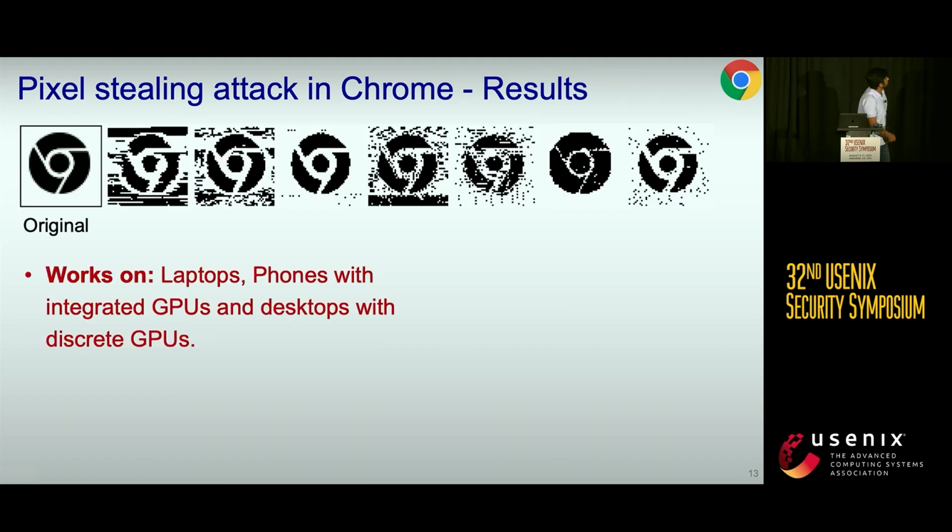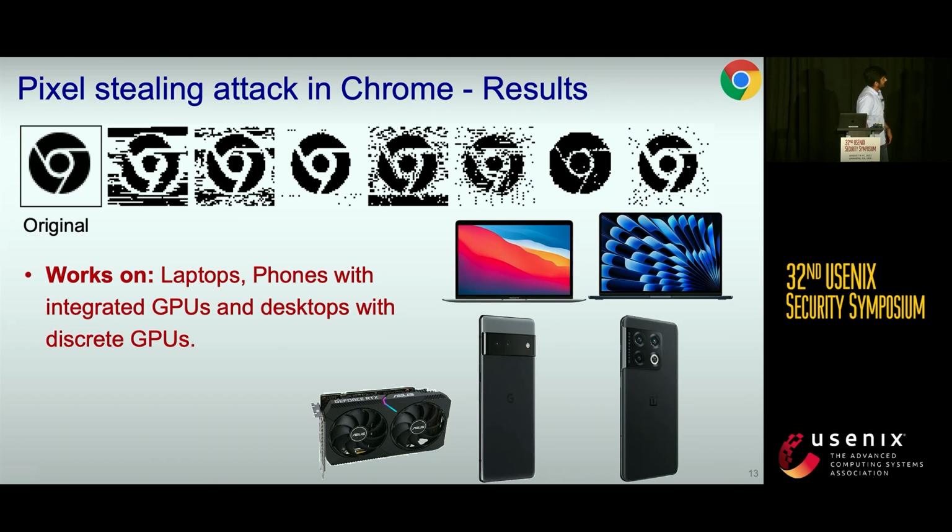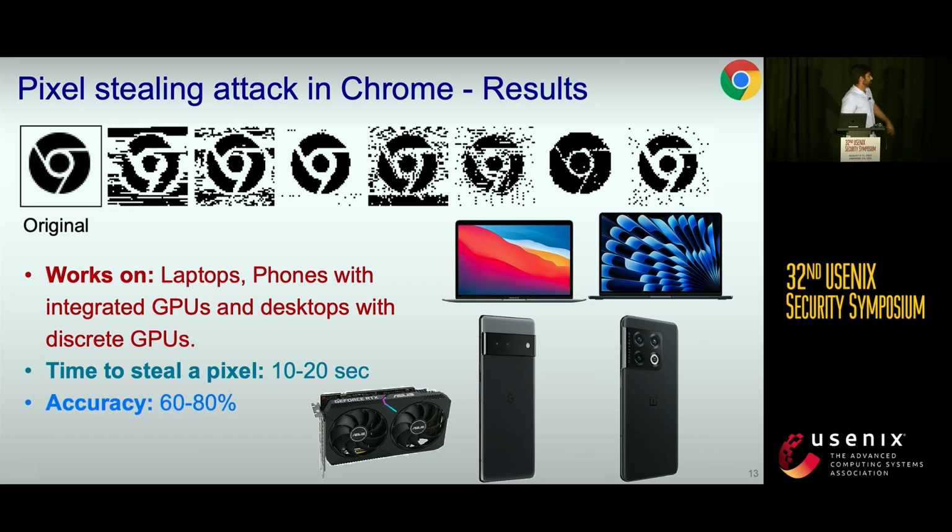Now, here are the results of these experiments on various devices. These attacks work on a bunch of M1 and M2 MacBook Air, Pixel 6 Pro, OnePlus 10 Pro, and NVIDIA and AMD discrete GPUs. The average time to steal a pixel is around 10 to 20 seconds, and the accuracy is around 60 to 80%.